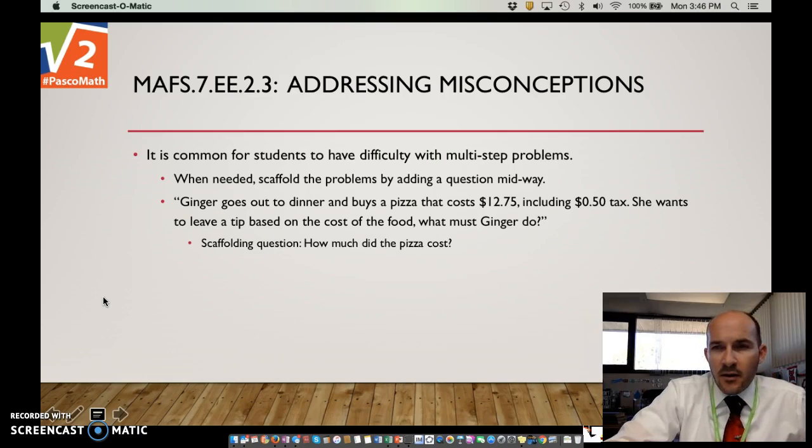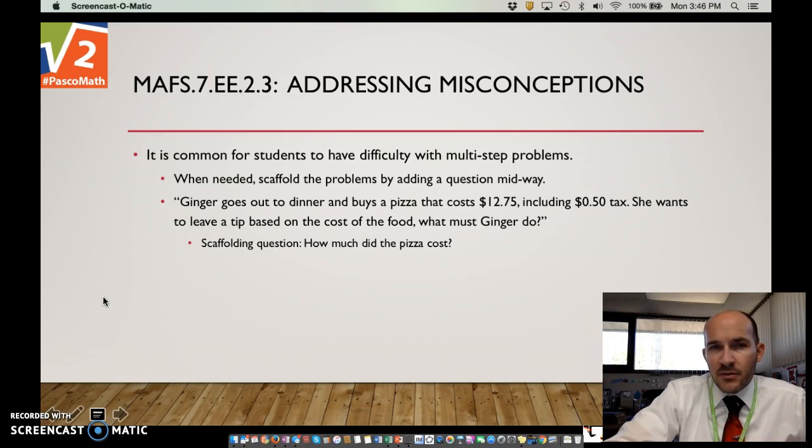So a good example would be if we were dealing with percents. Let's say Ginger goes out to dinner and buys a pizza that costs $12.75, and that includes 50 cents tax. She wants to leave a tip based on the cost of the food. What must Ginger do? And so the steps to solve that, we need to figure out the original price. Then we need to figure out what percent tip is reasonable, then actually apply that percent and add it on. There's a lot going on, lots of steps.